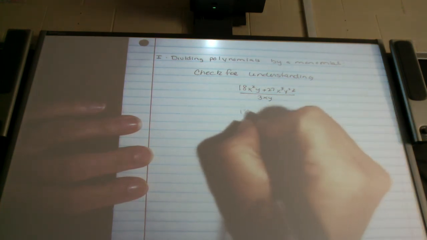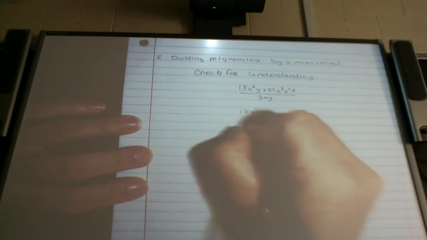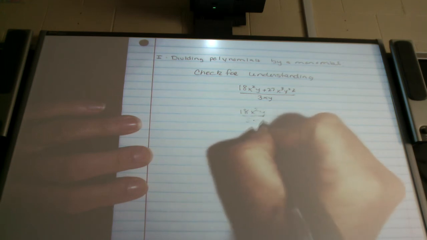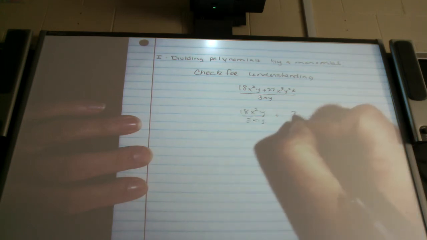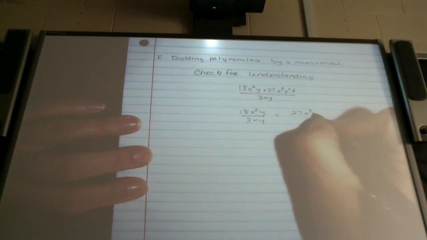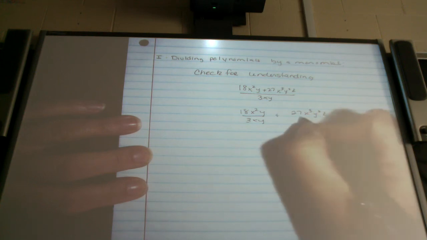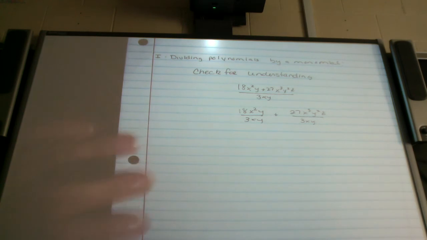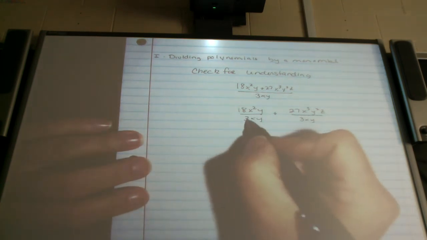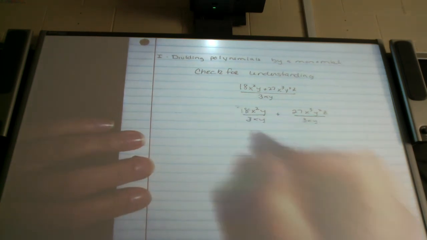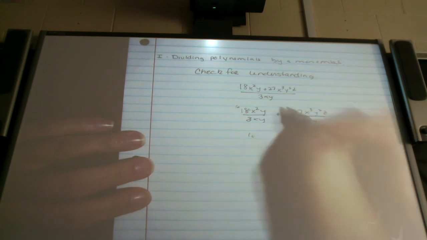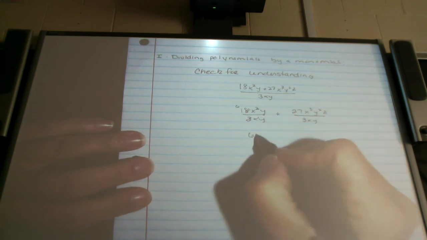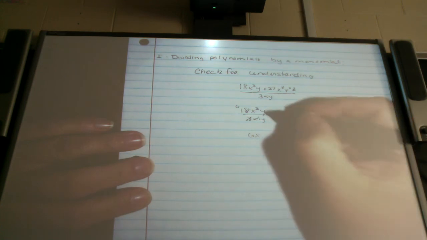It's going to be 18x squared y. We're going to divide that by 3xy. Plus, we're going to take 27x cubed y squared z. We're going to divide that by 3xy. Now we simplify. 18 and 3 are both divisible by 3. So we have a 6. X squared and x to the first on the bottom leaves us with 1x on the top. The y's cancel.